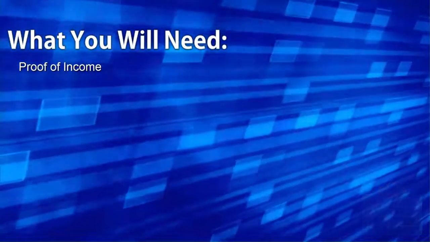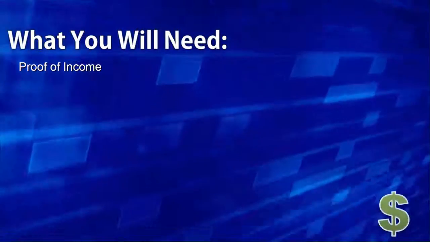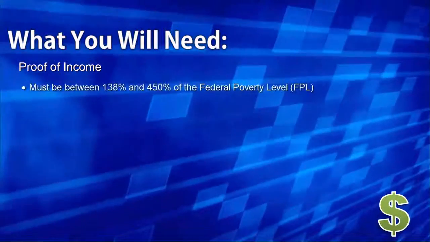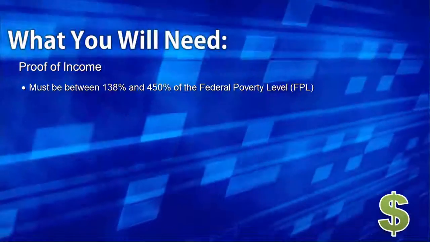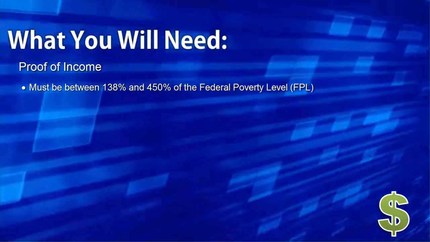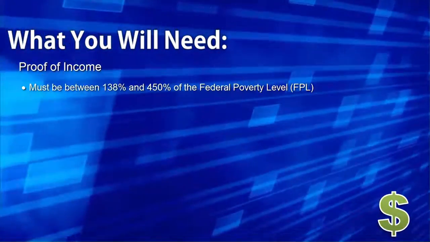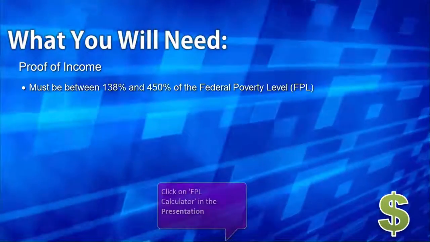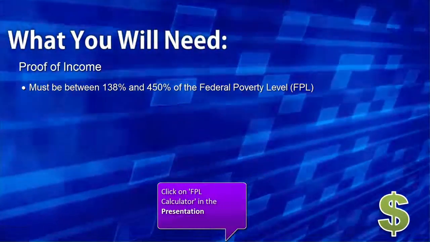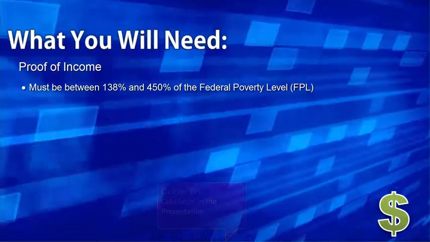Proof of income. You must submit proof that your income is between 138 and 450% of the federal poverty level, or FPL. If you need help calculating your income, look for the FPL calculator link in the presentation resources link.